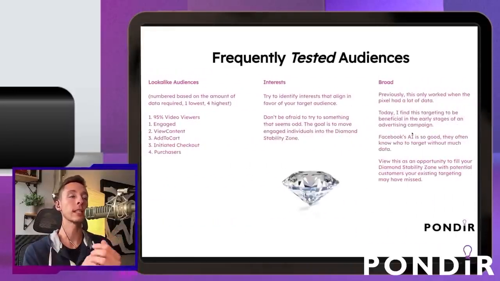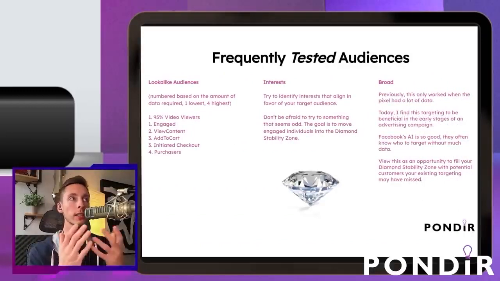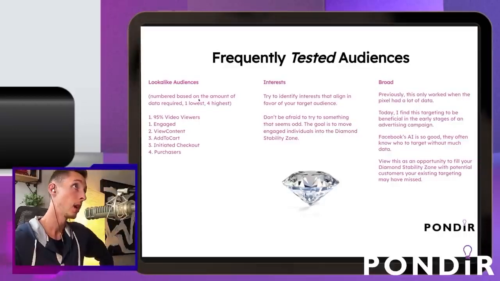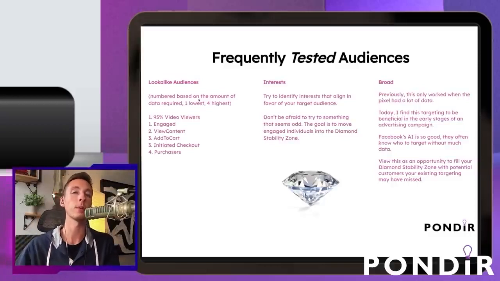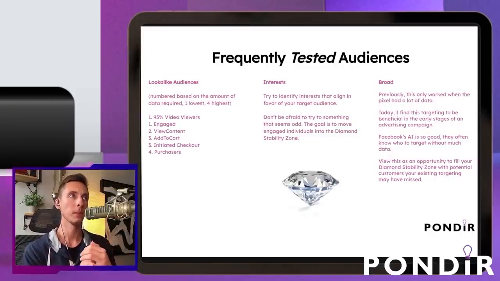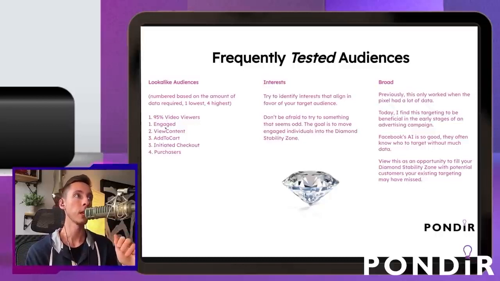So, frequently tested audiences. When it comes to lookalikes and interests and broad targeting, this is what we use when scaling. And lookalikes are numbered based on the amount of data required. So if you're a brand new company, let's say you have 100 purchases, but it's your first week, and you just launched, you just found a bunch of success, you're likely going to want to use the 95% video viewers and engage lookalike audience. The other ones, you probably don't have enough data yet.